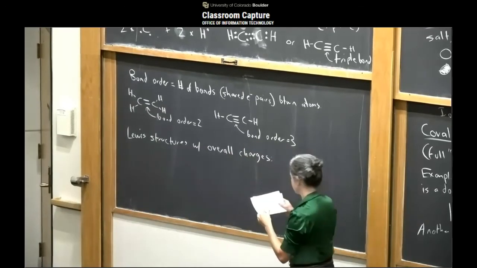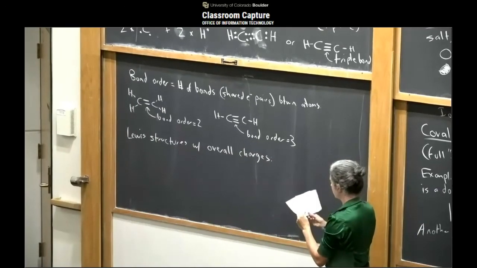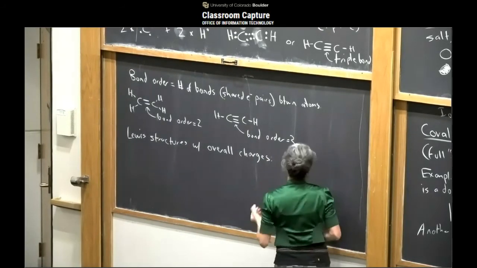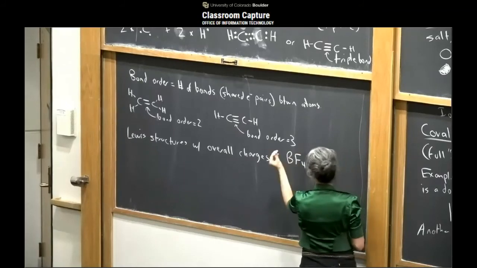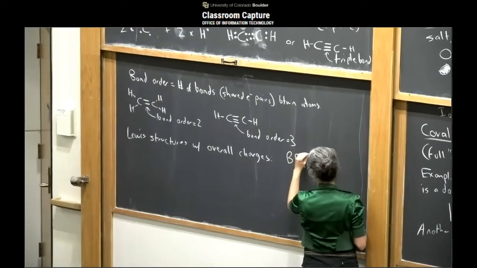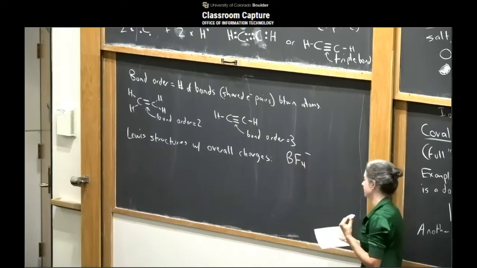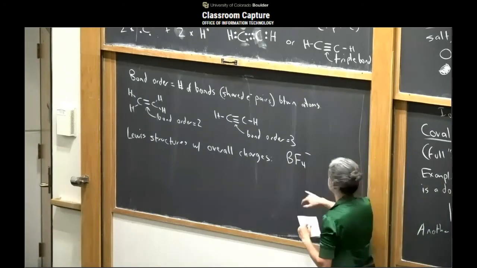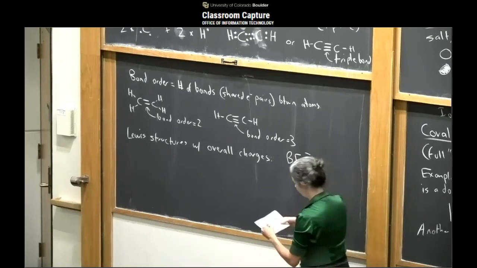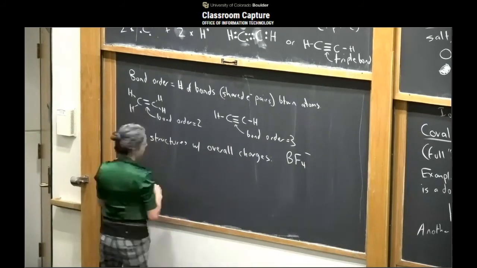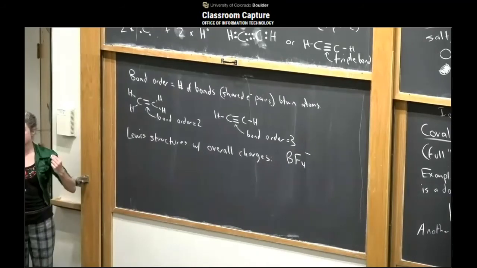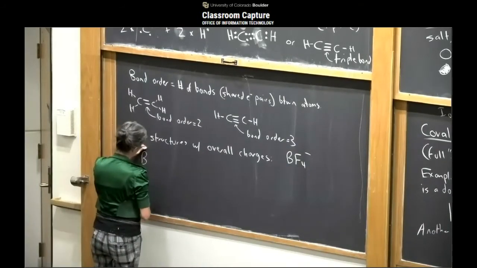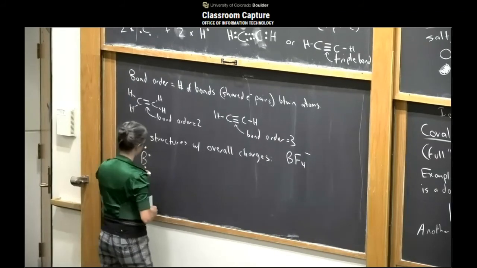Okay, so this boron with 4 fluorines attached to it and a negative charge is the tetrafluoroborate anion. Don't need to know that. But the way we're going to put this thing together is boron's atomic number is 5, so it's got 3 valence electrons. Looks like this, 1, 2, 3.